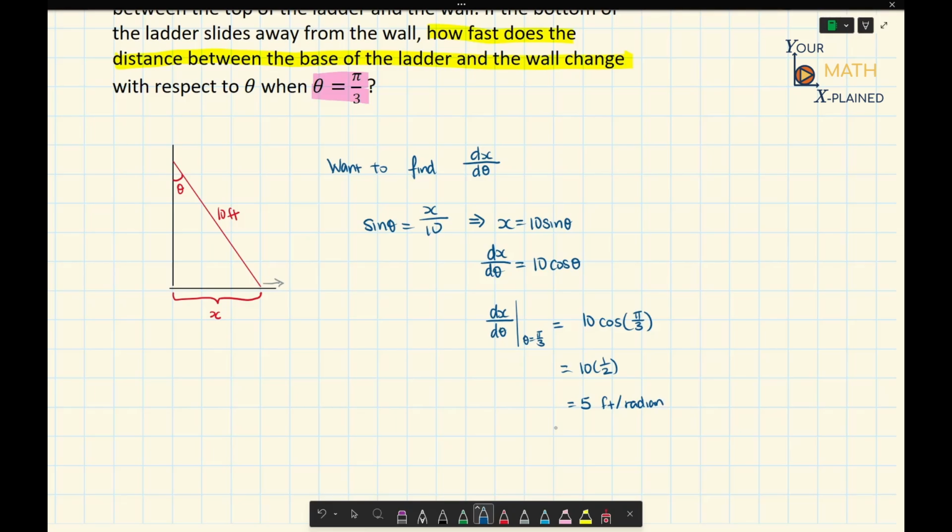So what this unit here means is that at this particular moment in time, for every 1 radian increase in theta, the base of the ladder is moving away from the wall at a rate of 5 feet.